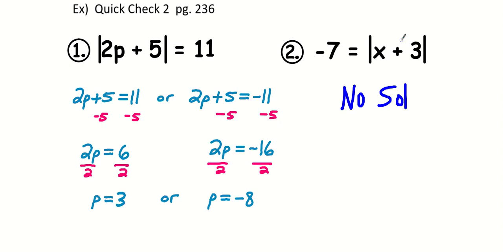So for number 2, this is the kind of thing where there's no solution. If the number over here is already negative, that's weird. And if you think about it, it's impossible, right? The absolute value of what would be in here? What would you say? x plus 3 could be 7? No, the absolute value of 7 is not negative 7. The absolute value of nothing is negative 7.